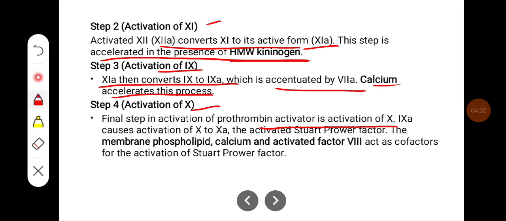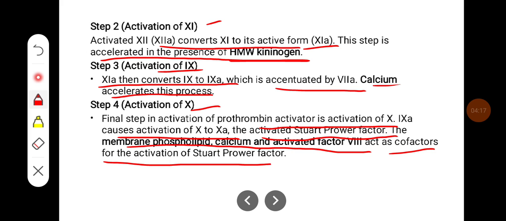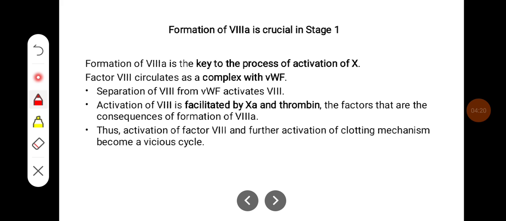Active 9 causes activation of inactive 10 into active 10, which is activated Stewart Prower factor. The membrane phospholipid, calcium, and activated factor 8 act as cofactors for the activation of Stewart Prower factor. Formation of activated 8 is a crucial stage in stage 1. Formation of activated factor 8 is a key process for the activation of factor 10.